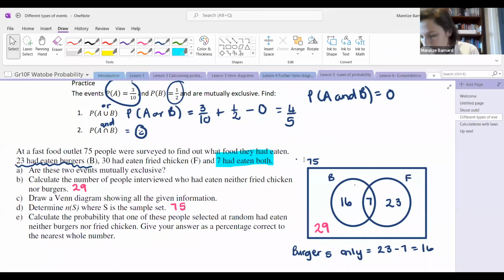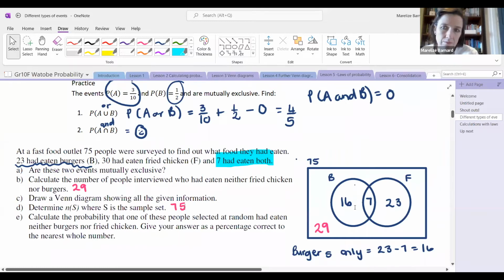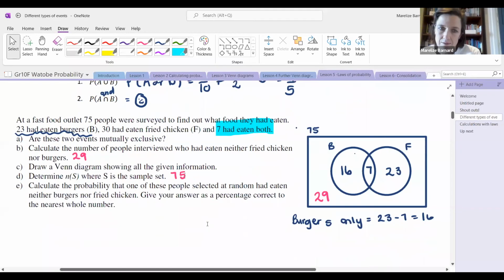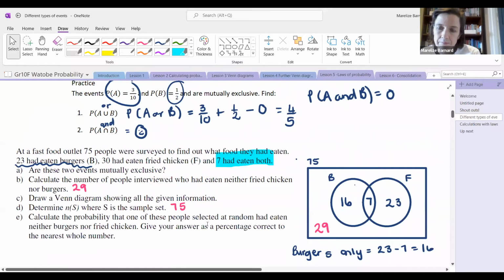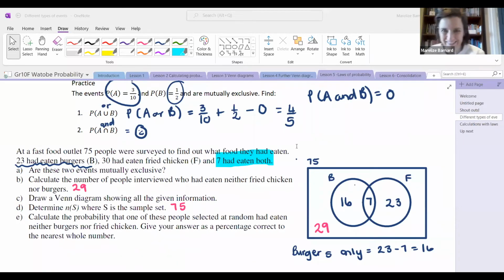Denayo? Hi, ma'am. Hi. I don't understand how we got 16 for burgers. Why did we minus it? Because 23 people ate burgers, but 7 of those people ate burgers and fried chicken. So that's why we always start the Venn diagram with the overlap, with the 7 people who had eaten both. And then we do the same for the fried chicken. Oh, okay. I think I get it now. So we get the number of people who only ate burgers. Was it not 23? No, so the 23 includes the number of people who ate both. Oh, okay. I get it now. Thank you.